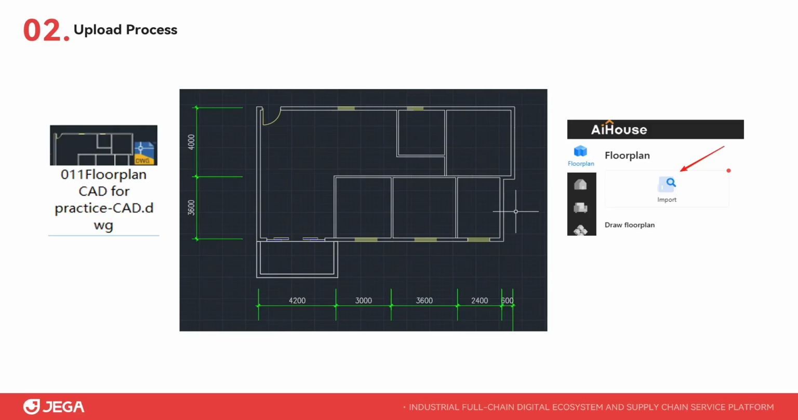Now let's learn how to import the CAD to our JEGA AiHouse. You need to prepare the CAD floor plan on your local computer, then open our JEGA AiHouse. Click this import button to import your CAD floor plan.